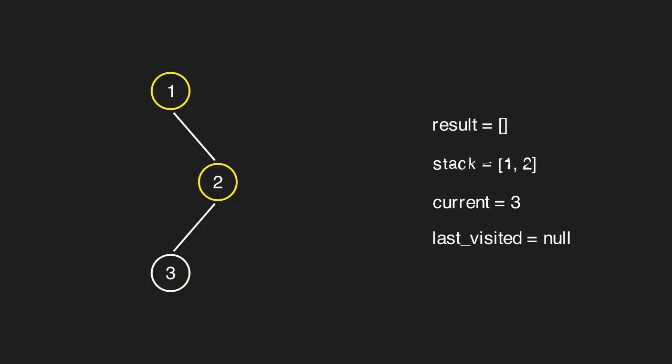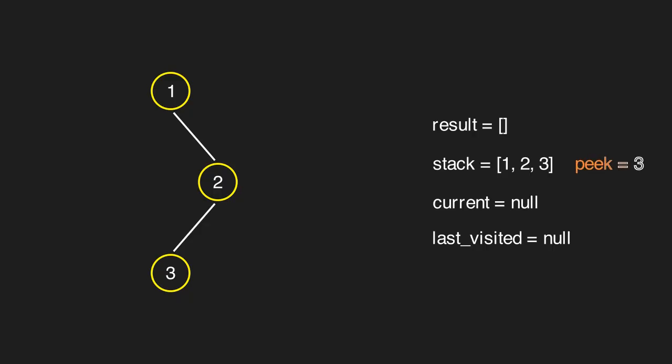Because current equals node 3, the descent rule pushes node 3 onto the stack. The stack becomes 1, 2, 3. The algorithm then assigns current to node 3's left child. Node 3 has no left child, so current becomes null. Node 3 is still not output during this step, because the processing decision is made only after the descent reaches null.